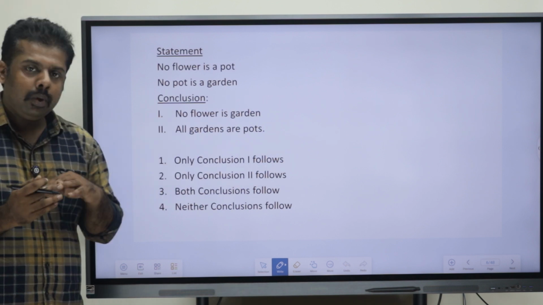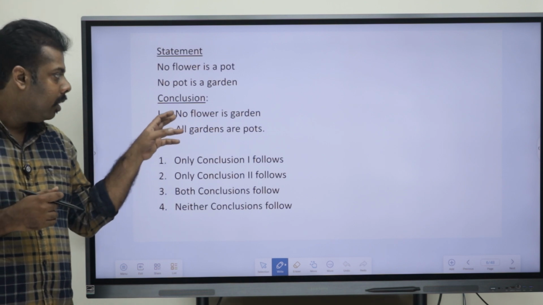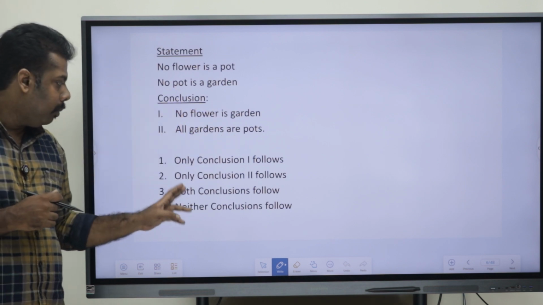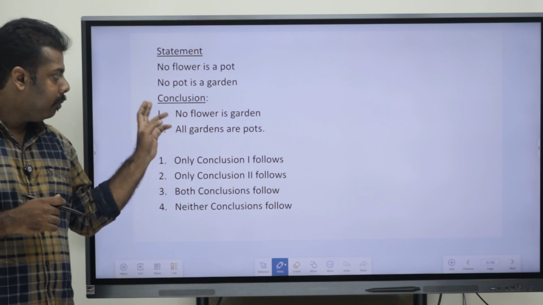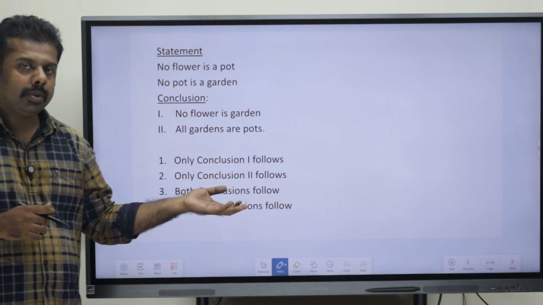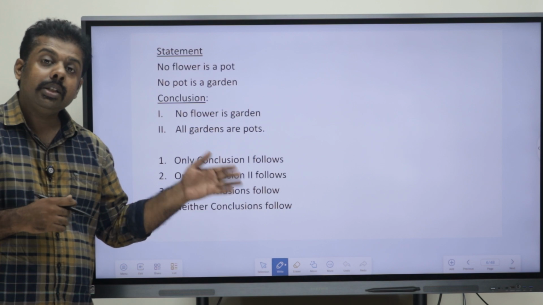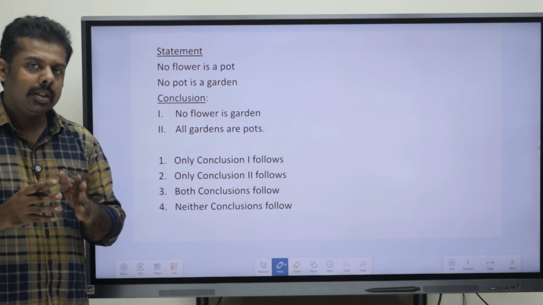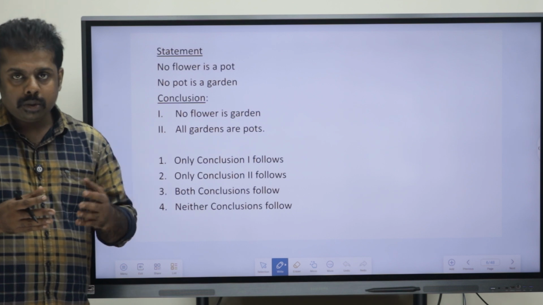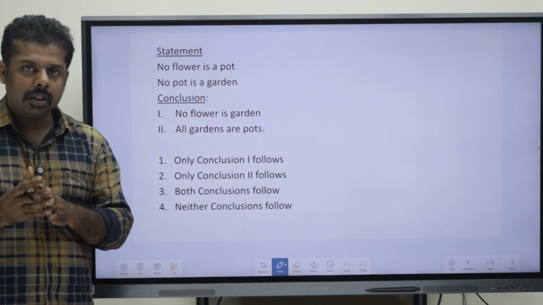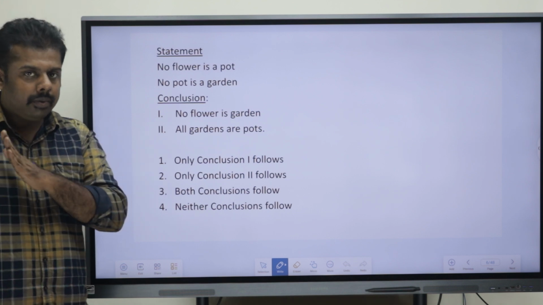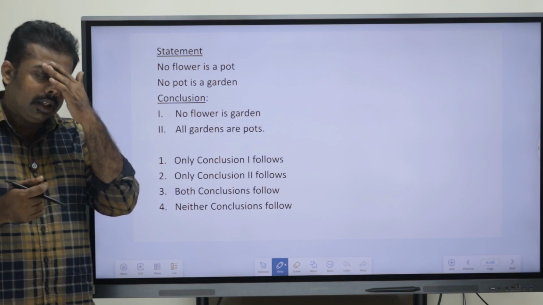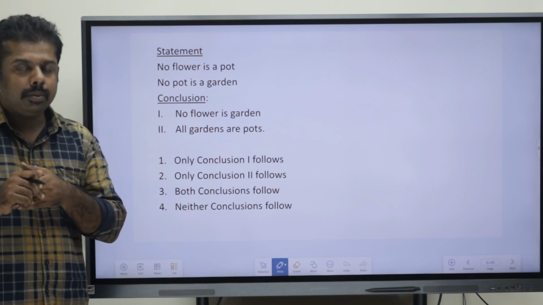Only conclusion 2 follows. What does it basically mean? The first conclusion is wrong and the second one is only right. Both follows, as we know: if both are correct, we will give that option as our answer. Neither basically means if both are wrong, then we can place our option as neither follows. And either can also come. We will also be discussing that in detail. There are some conditions related to either, so if those conditions are obeyed, we can give the either option as well.